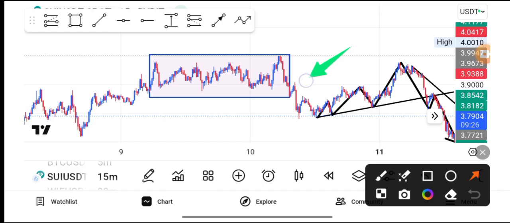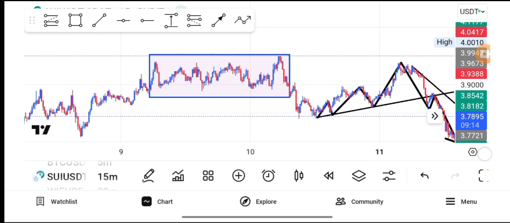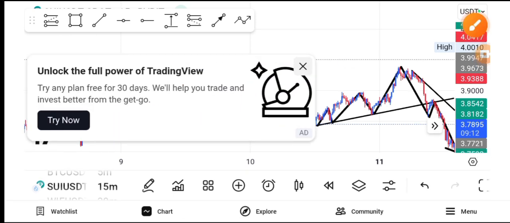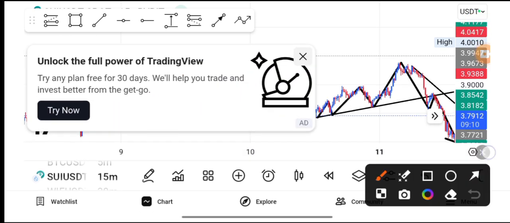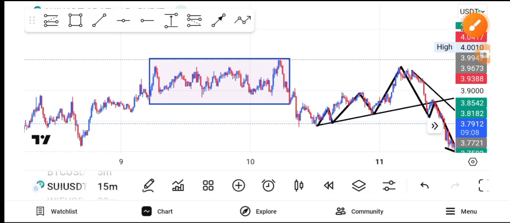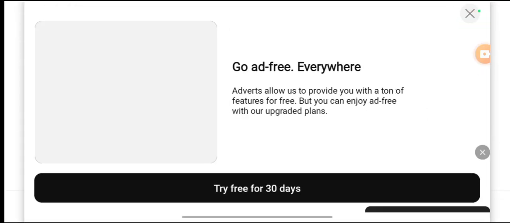When it broke and came back, what did it come back to do? To retest a level, which is this level, and it rejected instantly. It started going down. This is what we call a ranging market. At this point, you are not expected to take a trade in this box.